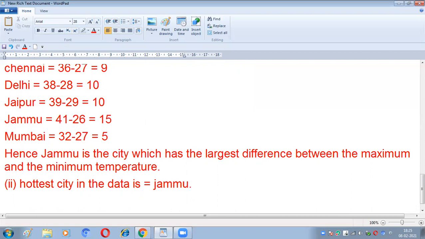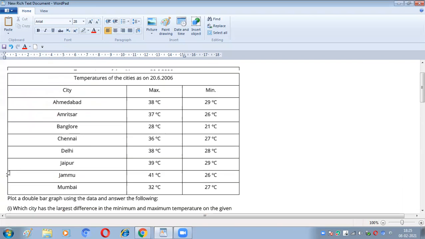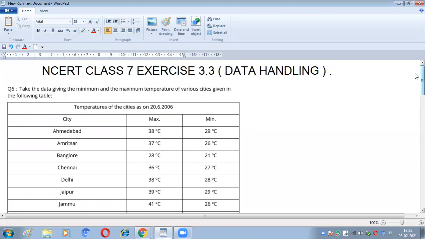Now we'll write what the coldest city is. The coldest city in the data is equal to, so let's find the minimum temperature.